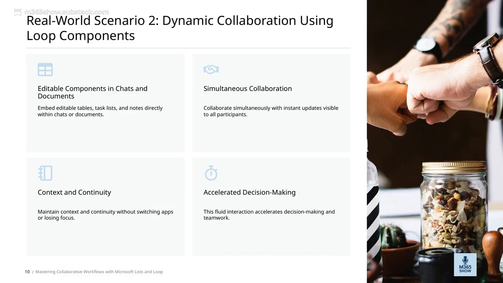Let's explore how dynamic collaboration works in real-world scenarios using Loop components. This approach really helps accelerate decision-making and teamwork. When we talk about accelerated decision-making, it's all about maintaining context and continuity without the need to switch between different apps or lose focus on what's important. This keeps everyone on the same page and speeds up the process.